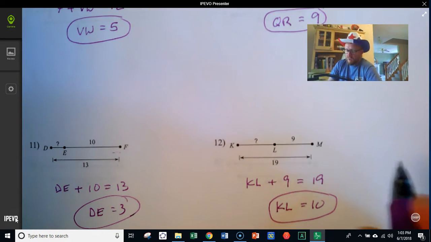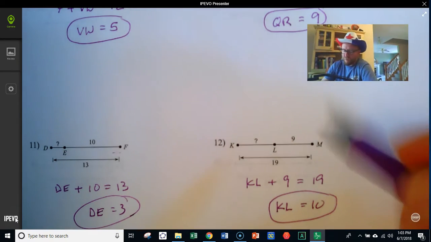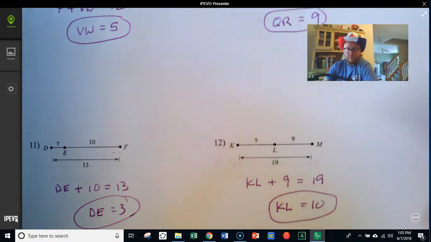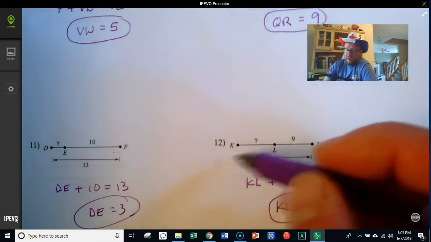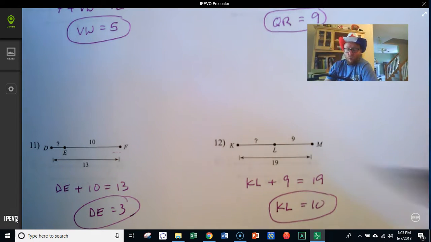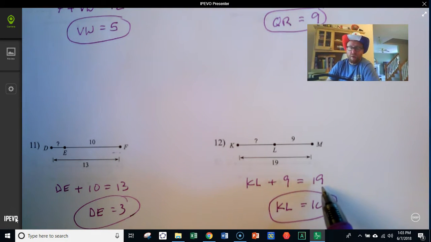Now, notice here that every time we set up these equations, we're always trying to find one of the parts. I don't know if it's always going to be that way or not. We might at some time be trying to find the whole. In that case, we would know what the two parts were, and our unknown would be the sum of the two, and we would just add them together.